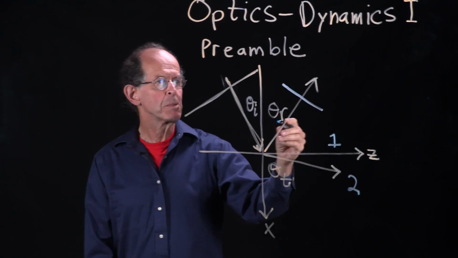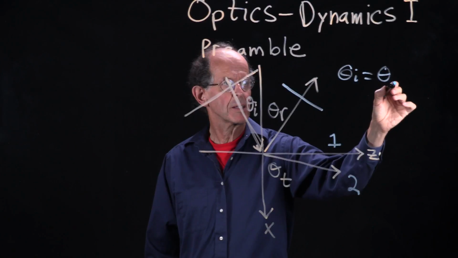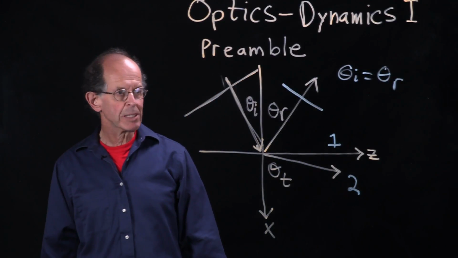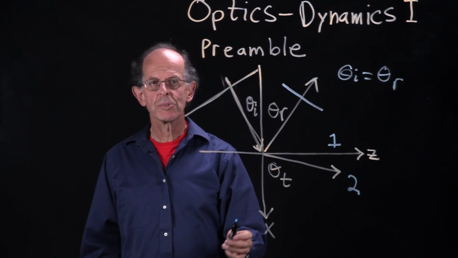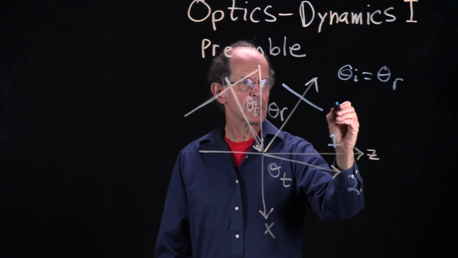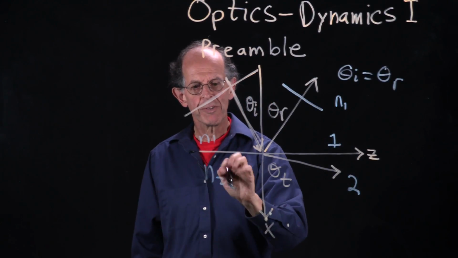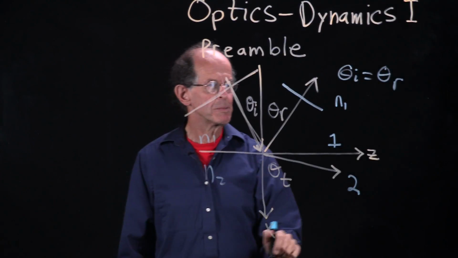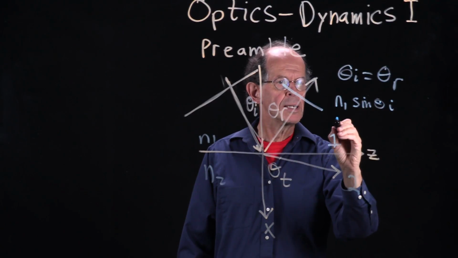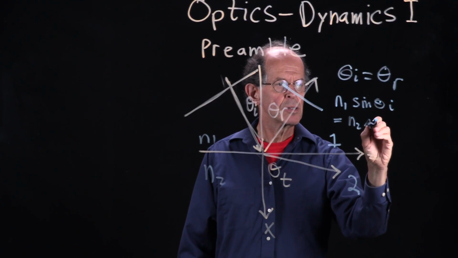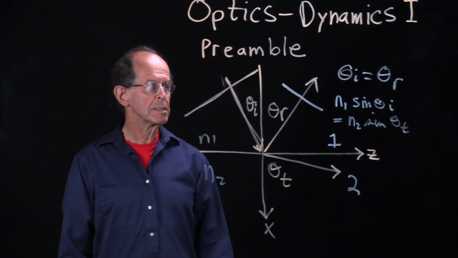And we know from the previous kinematic studies that theta I equals theta R, billiard ball reflection. And we know what theta T is from Snell's law. So if N1 is the index of refraction of material 1, N2 for material 2, N1 sine theta I is equal to N2 sine theta T for transmit.